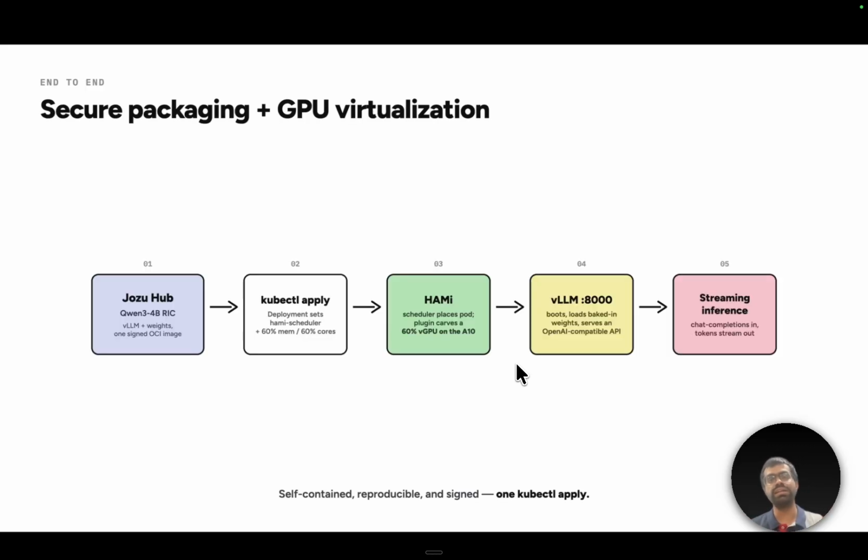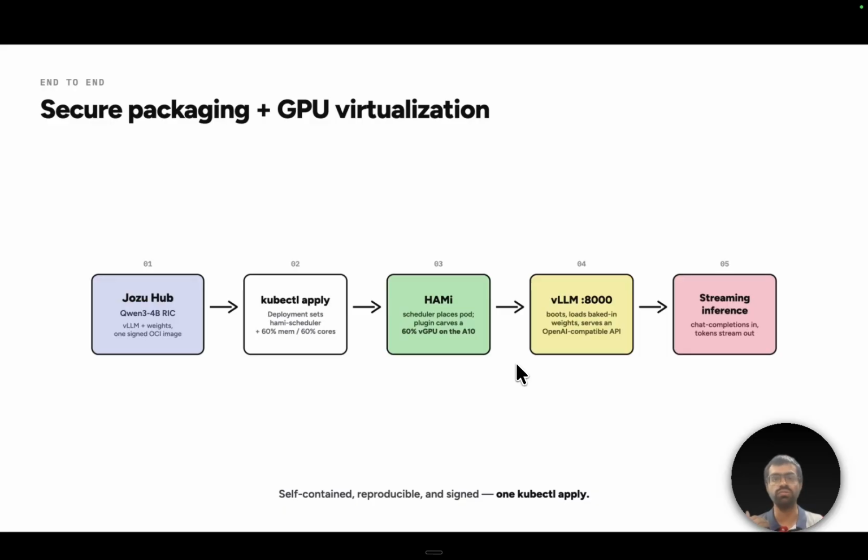Now for slide number 7, which is the whole architecture. Let's start with number 1, which is the Qwen3 4 billion parameter model. This is going to be a model kit living in Jozu Hub, packaged as a rapid inference container. So basically the vLLM plus the weights are signed as one single OCI image.